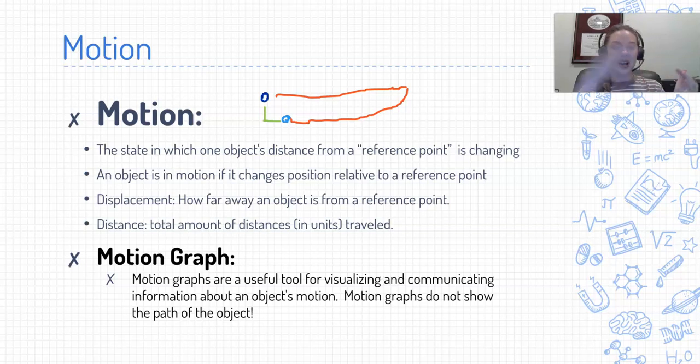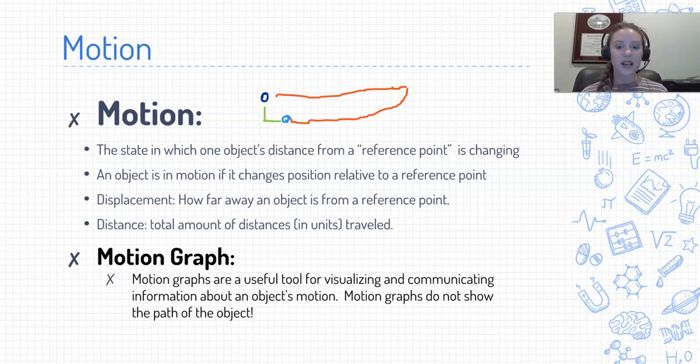So my distance traveled would be the total amount of distance that I walked or ran or whatever, whether it be in miles or kilometers or meters. That's the total amount of distance traveled. Displacement is how far I ended up from where I started. If you have any questions about that, just let me know. I know it can be tricky.